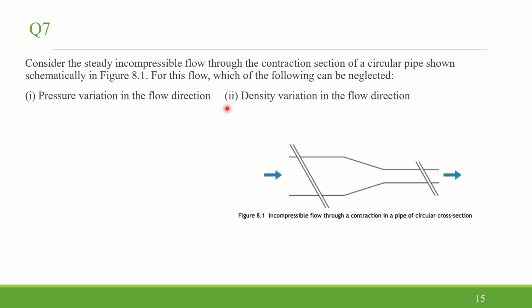So we will look at the options first. Option A 1, option B 2, option C 1 and 2, option D neither 1 nor 2. So the answer is actually option 2, that is density variation in the flow direction can be neglected, and it is rightly given from option B. B2 is the right answer.